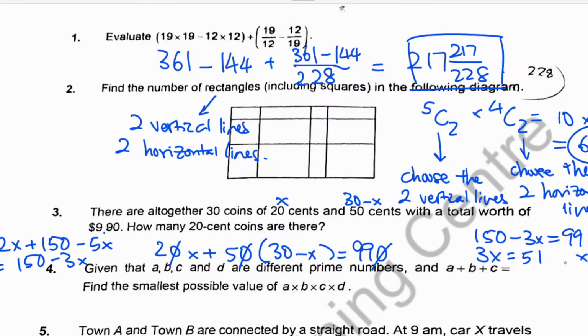Question 4, I don't have the complete statement because it got cut off. So a plus b plus c is equal to something. We'll skip that for now.